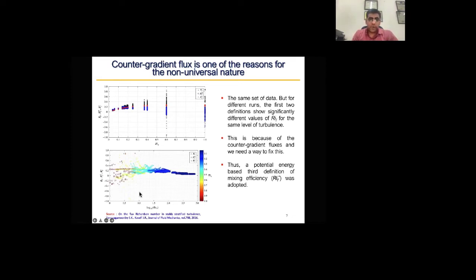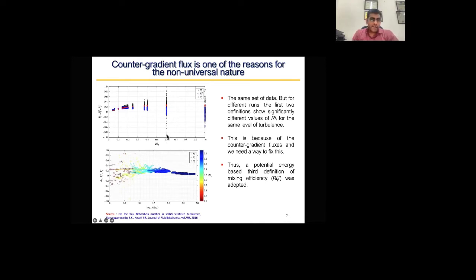That was pointed out for the first time in this 2016 paper by Venayagamurthy and Koseff, who said, okay, I will do a DNS study. So this is the DNS data for stably stratified turbulence. They did a bunch of DNS experiments where they fix, let us say, the gradient Richardson number, Ri_g, at 0.6. There are multiple ways to get this 0.6 value by changing N squared and S squared appropriately. I can change N squared to some value, I can change S squared to some value, but I can still get the same value of 0.6.